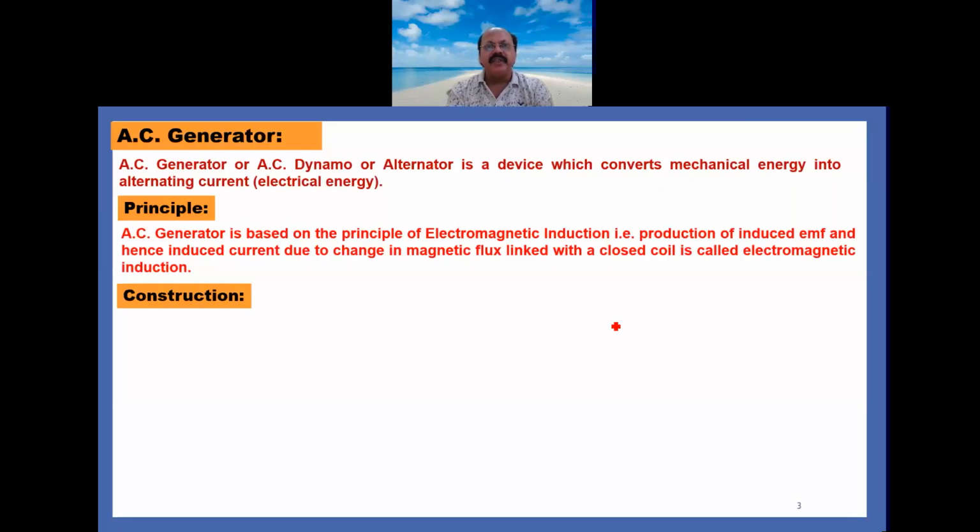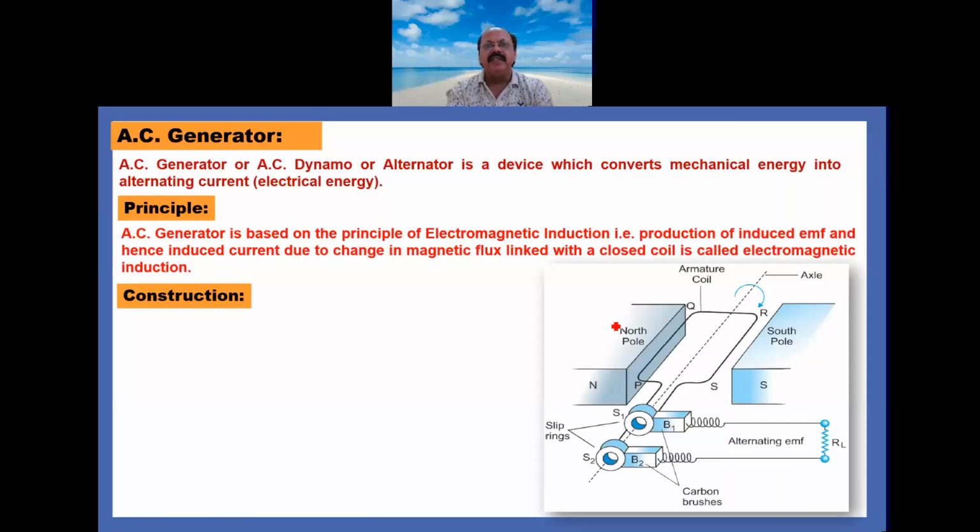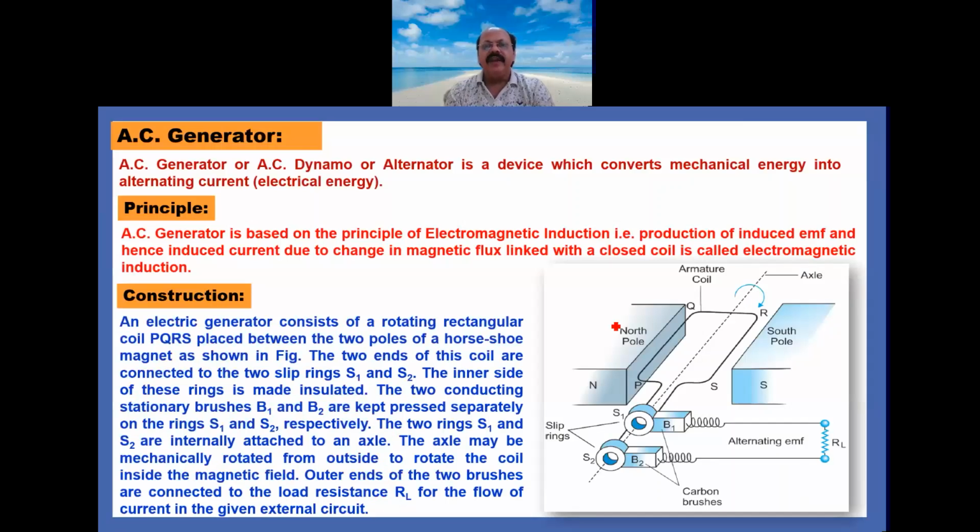Now what is its construction? Means what parts it consists of. The different parts you can see in the diagram, they are highlighted here. It consists of a rectangular coil PQRS, and that coil is placed between the two poles of a horseshoe magnet, as you can see in the figure. These are the two poles and this PQRS is the coil which is placed in between the two poles.